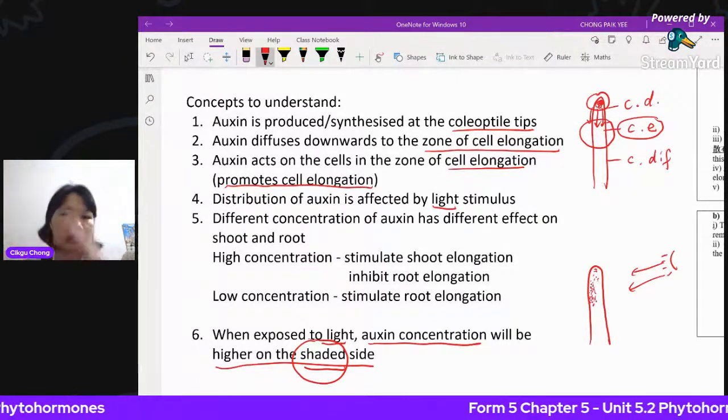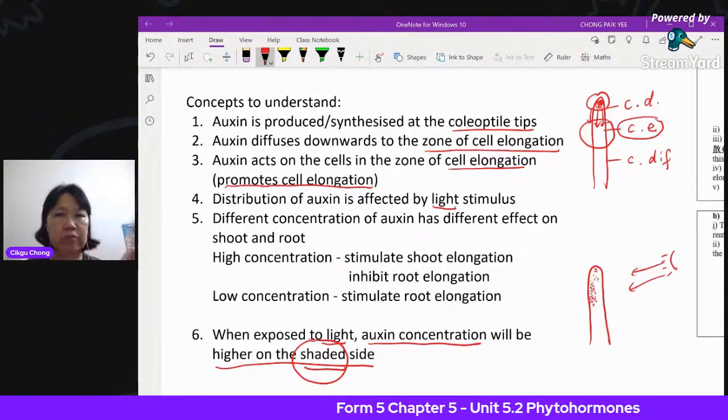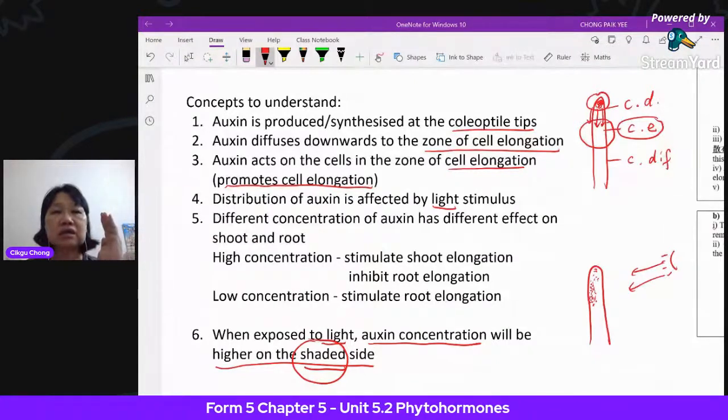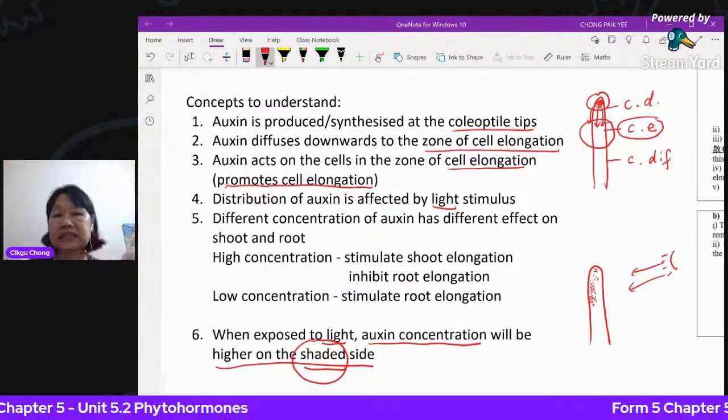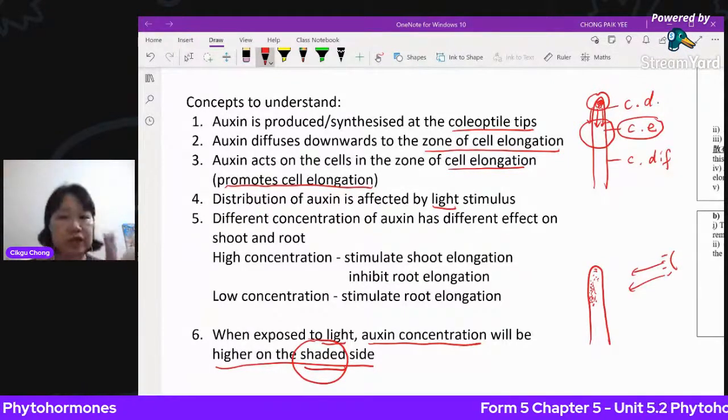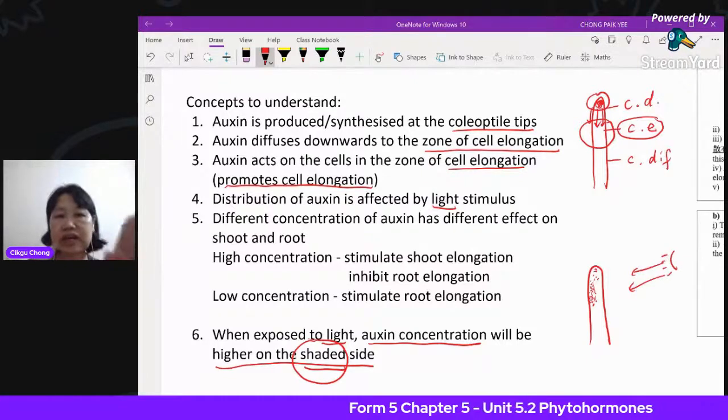On the side away from the sunlight. Okay, remember that concept first. Then later on, in the next lesson, when I explain the experiment, you can relate and you will understand. So these are the concepts to understand. Okay, now go to number five, one more.